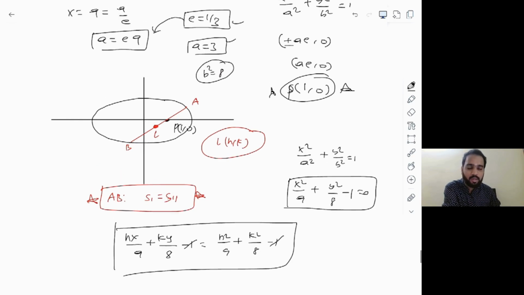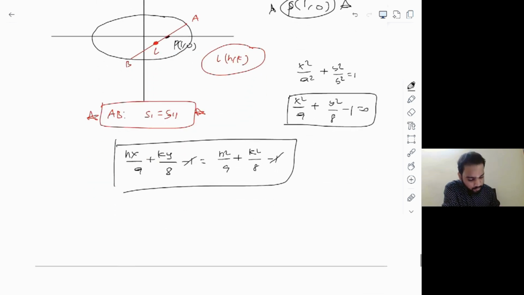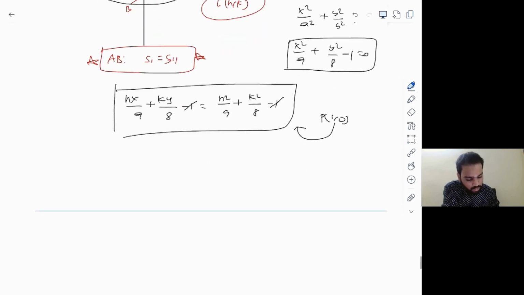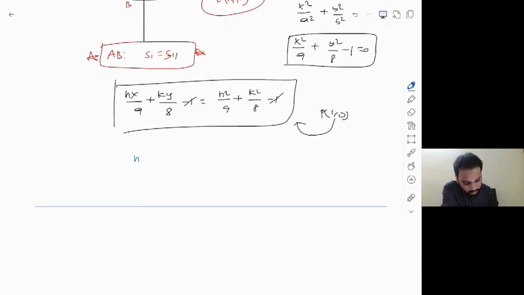But the interesting part is here we have to find out the locus, right? As we can see in the diagram, this chord AB is also passing through the point P. That is, the point P 1 comma 0 has to satisfy this equation here. So let us substitute that here. So what we get is h divided by 9 plus 0 is equal to h squared by 9 plus k squared divided by 8.